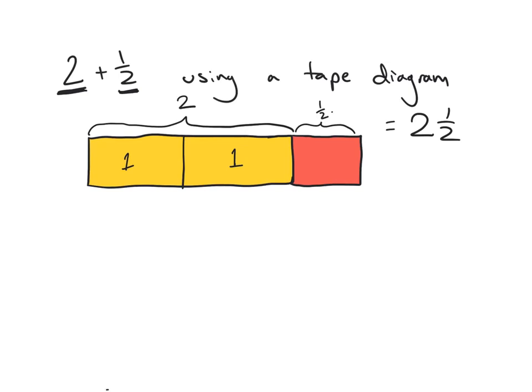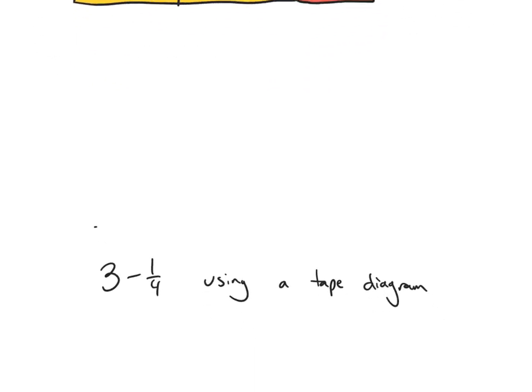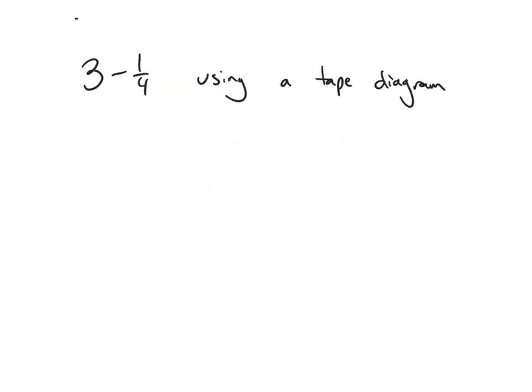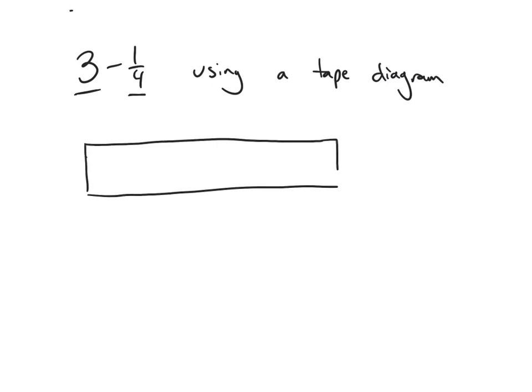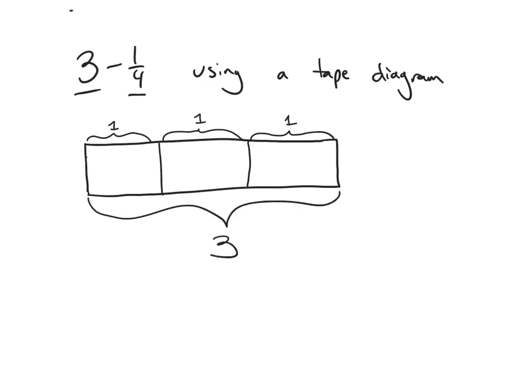When we get to subtraction is where things get a little bit trickier, and so we're going to look at a subtraction problem using a similar strategy, a tape diagram. So in this case I have a whole number of 3 and I'm going to be subtracting 1/4 from 3 wholes. I'm going to start by creating a tape diagram that represents 3 wholes. So my tape diagram here is going to be split into 3 equal parts, and each part is going to equal 1 whole. So this is 1 whole, this is 1 whole, and this is 1 whole. So altogether these 3 parts equal 3 wholes, which is what our minuend is.